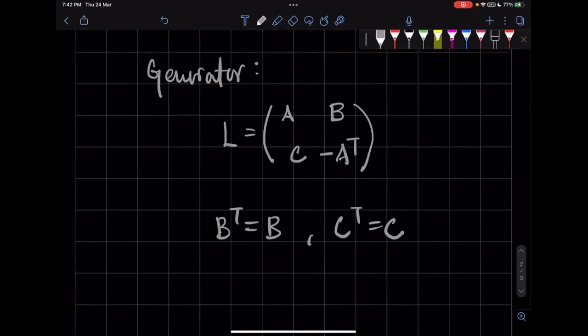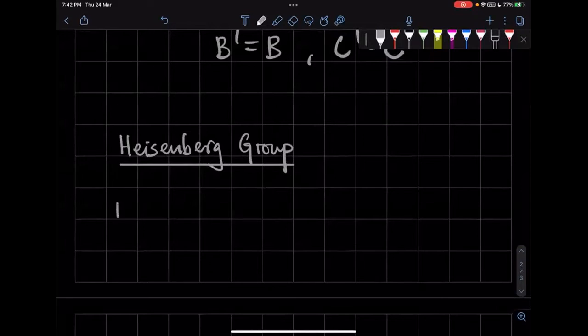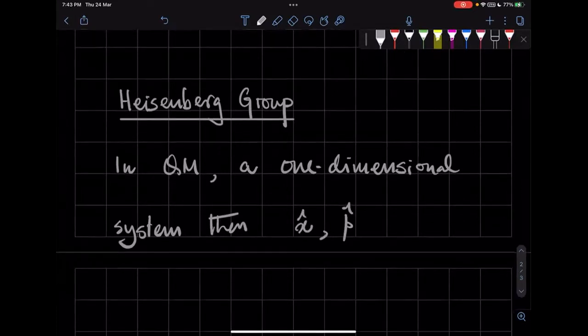And today I want to start with the Heisenberg group. The Heisenberg group comes about from quantum mechanics. Remember, in quantum mechanics, if you have a one-dimensional system, then your basic variables are x hat and p hat. These are the basic observables, and they're represented by Hermitian operators.